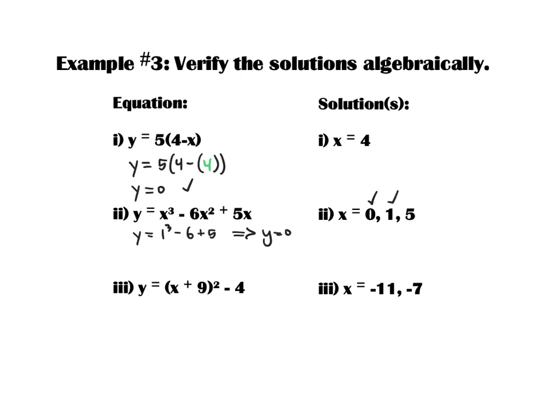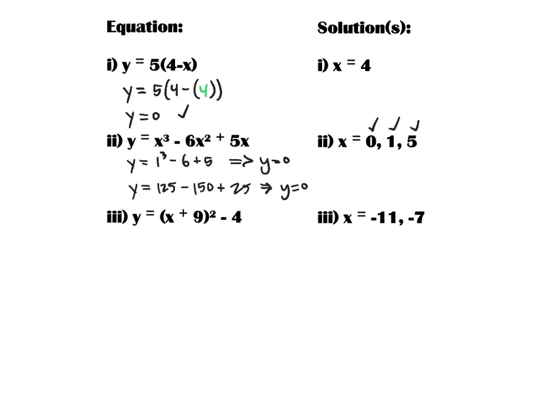So 1 checks. And then if I plugged in a 5, I would get 125, which is 5 cubed, minus 6 times 25, which is 150, plus 5 times 5, which is 25, which again comes out to give me y equals 0. Okay, this is kind of like some students decide to guess and check. This is just a way to verify, okay? Don't ever guess and check. That will just take way too long.